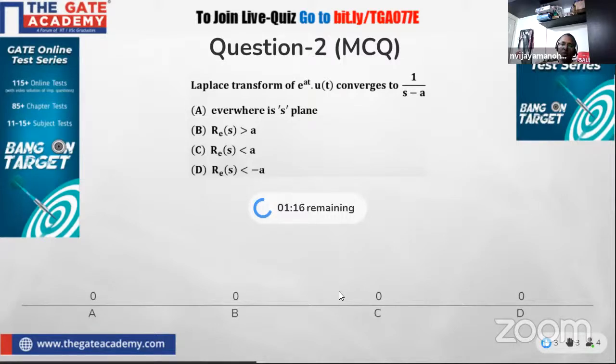So this question is actually going to talk about a very interesting point about the Laplace transforms, what exactly it is trying to do.